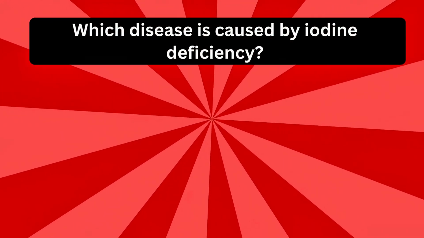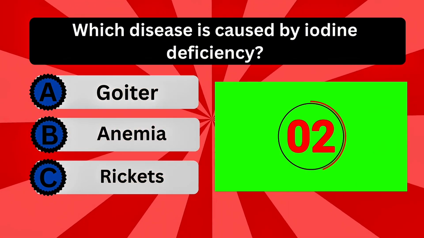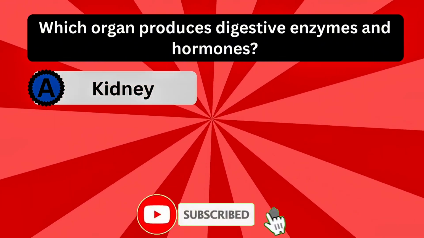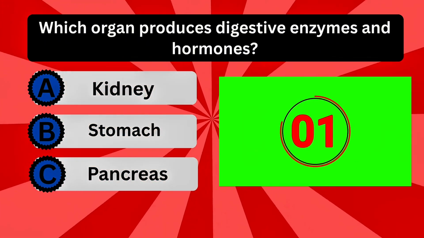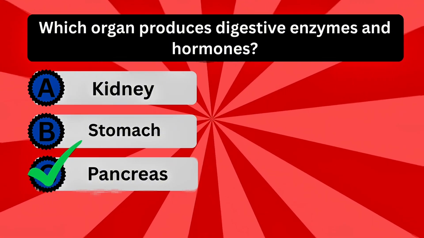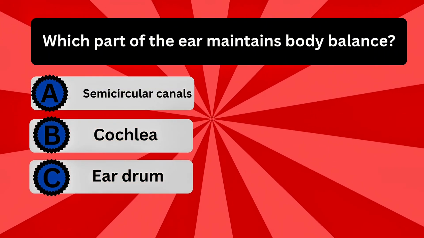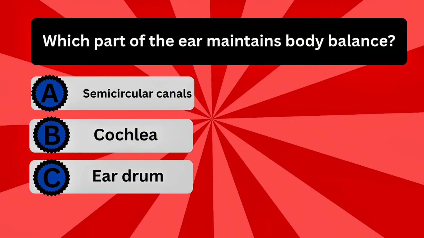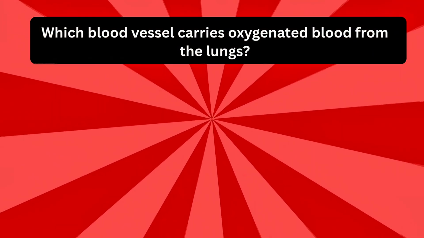Which disease is caused by iodine deficiency? Answer A, goiter. Which organ produces digestive enzymes and hormones? Answer C, pancreas. Which part of the ear maintains body balance? Answer A, semicircular canals. Which blood vessel carries oxygenated blood from the lungs?